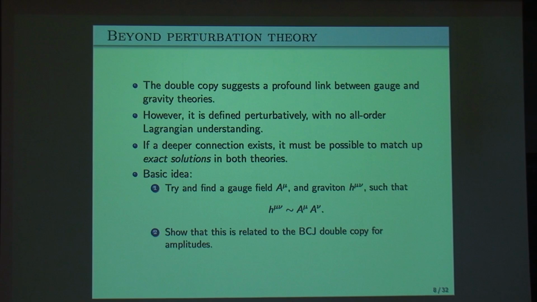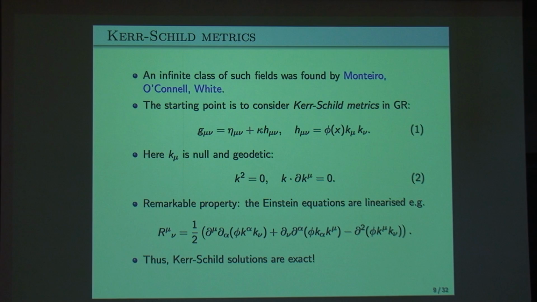And the second step is that we want to show that that is actually related to the BCJ double copy for amplitudes. So we want to show that whatever we achieve here is actually the same thing that's underlying amplitudes that I talked about just now. But in fact, we have so far found an infinite class of fields that indeed obey both of these things. So that goes back to a paper a couple of years ago with my collaborators. And our starting point was to consider things called Kerr-Schild metrics in general relativity. Now, I don't expect everyone will have seen these before, so I'll give a quick summary of what they involve.